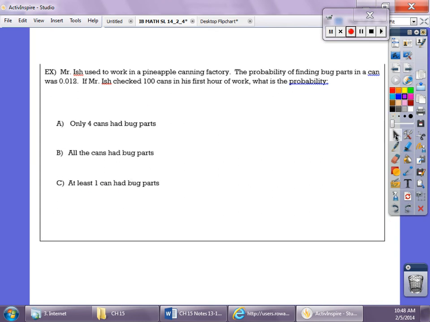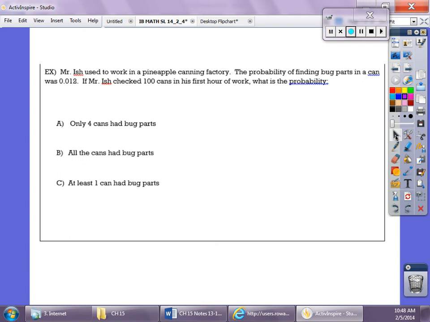Alright, so this example, Mr. Ish used to work in a pineapple canning factory, which is actually a true statement. He no longer enjoys canned pineapples. The probability of finding bug parts in a can was 0.012. Now that is a made-up number, but that was Mr. Ish's job, which is kind of interesting.